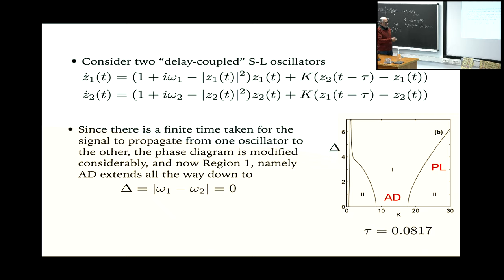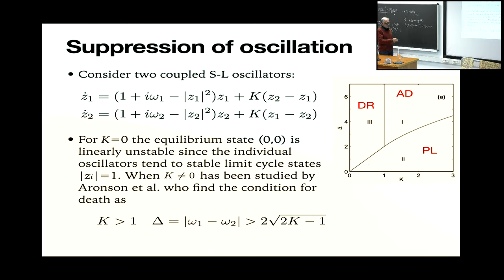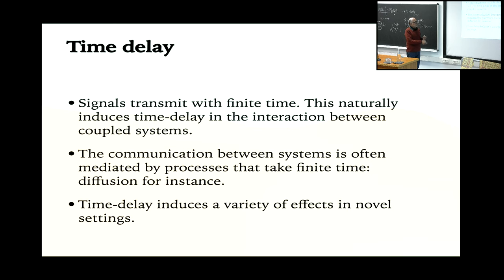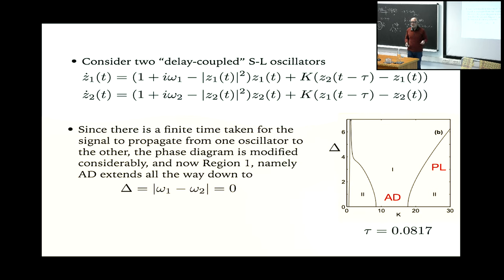Now you see what happens to the phase. This was the phase diagram for the Stewart-Landau, and I want to concentrate on two things. For zero delay, even for identical oscillators, your amplitude death region started there, regardless of the coupling. And your phase locking was instantaneous, if your frequency difference was small, for all k. What happens now when you put in time delay is that this phase diagram changes significantly.